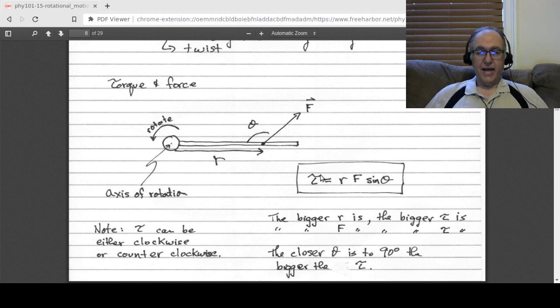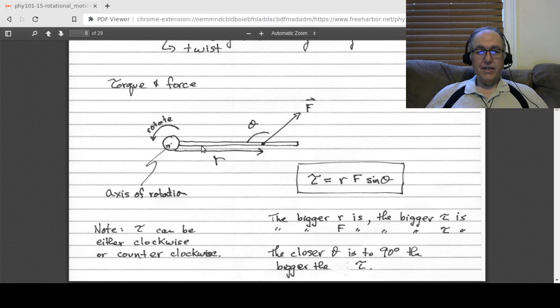Tau is equal to r F sine theta. There's the formula. What are the three ingredients that go into the torque? Well, the first ingredient is the force. Obviously, if you apply a force, you're going to start turning your bolt. The bigger the force, the more you're going to turn it. So the bigger the force, the bigger the torque. Kind of obvious. But there's a second ingredient, and that is the radius r.